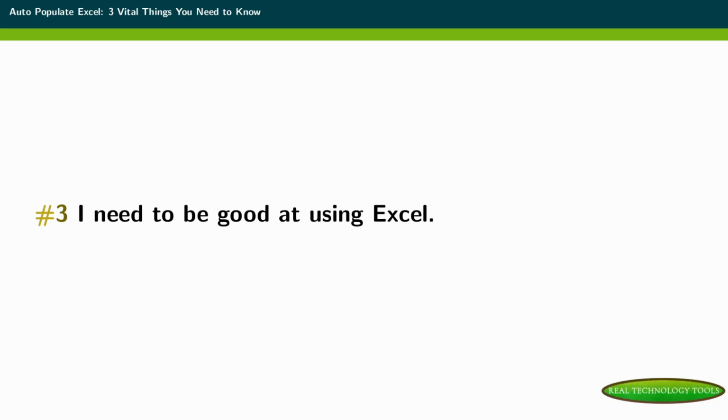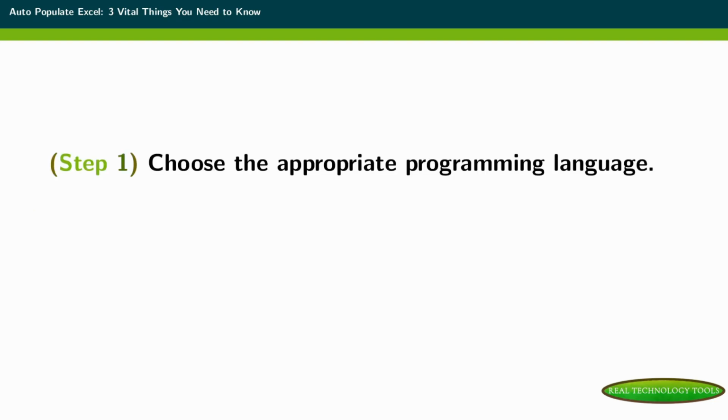So instead of thinking, I need to be good at using Excel, you might want to start thinking about learning to use Excel automatically. Because it's not more difficult than learning to use Excel by hand, but it's 10 times more efficient down the line. Now let's move on to the 3-step action plan if you want to start doing that today. Step 1 is choose the appropriate programming language. And again, based on your needs, it may vary. For example, if you need to read an encrypted PDF, that might be difficult to do with VBA.